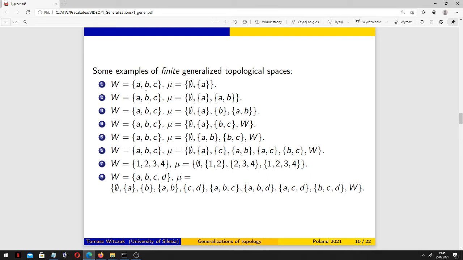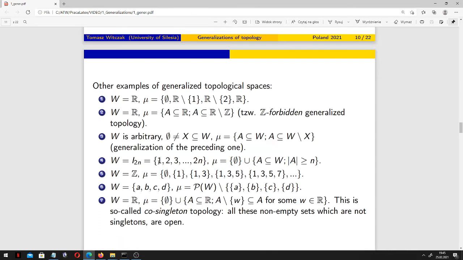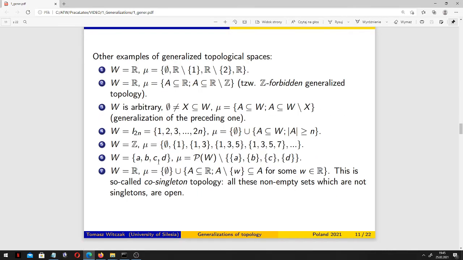A universe which contains three elements, a universe which contains four elements, why not? Other examples of generalized topological spaces are here: the so-called integer forbidden generalized topology and the so-called co-singleton topology. All non-empty sets which are not singletons are open.